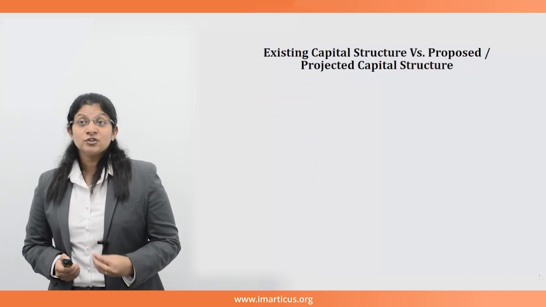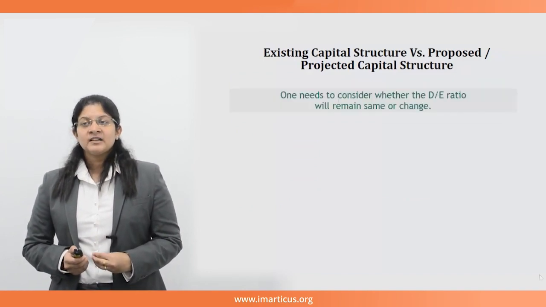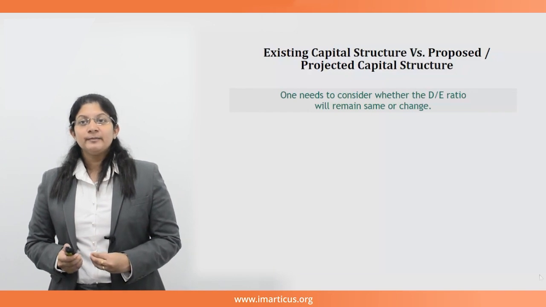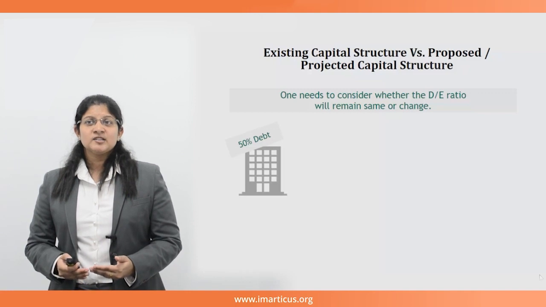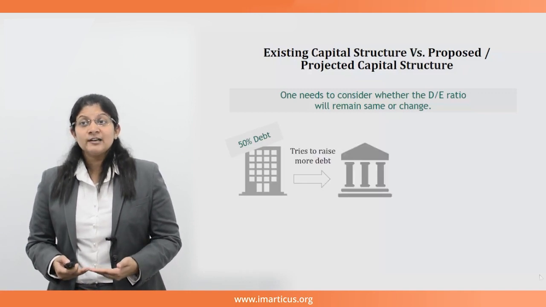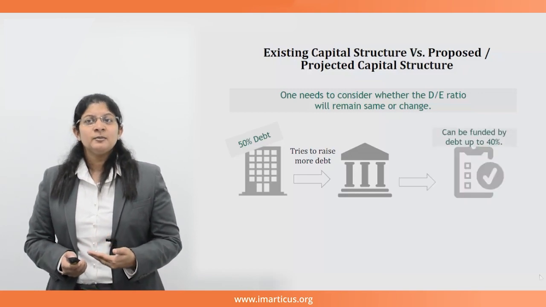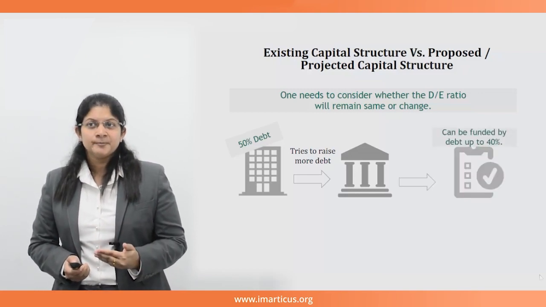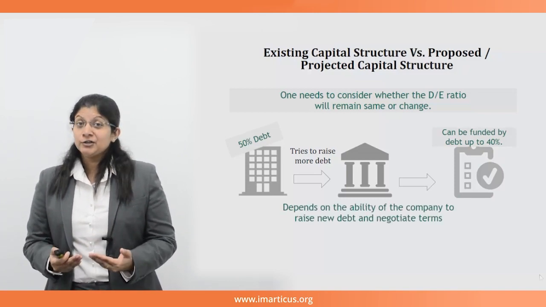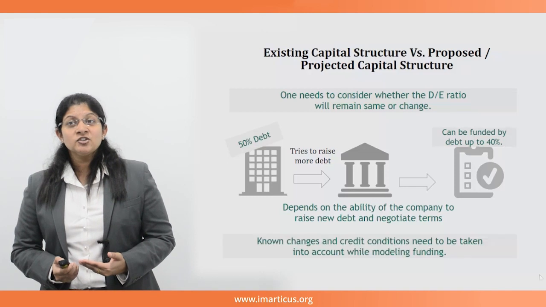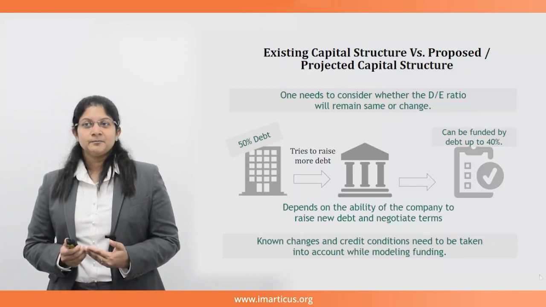In forecasting future funding plans, one needs to consider whether the existing capital structure, that is the debt-equity ratio, will remain the same or change. A company may have 50% debt in its books, but if it tries to raise more debt for a new project under evaluation, it is possible that the project can only be funded by debt up to 40%. This depends on the ability of the company to raise new debt and negotiate terms. Such known changes and credit conditions need to be taken into account while modeling funding.